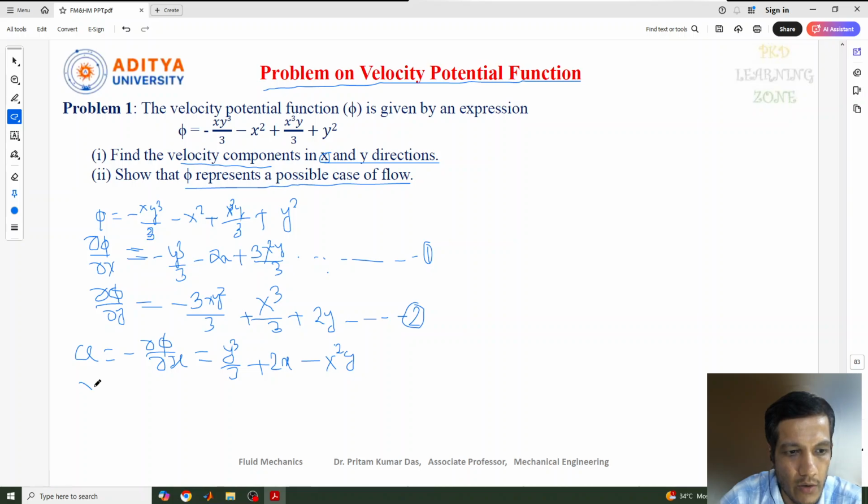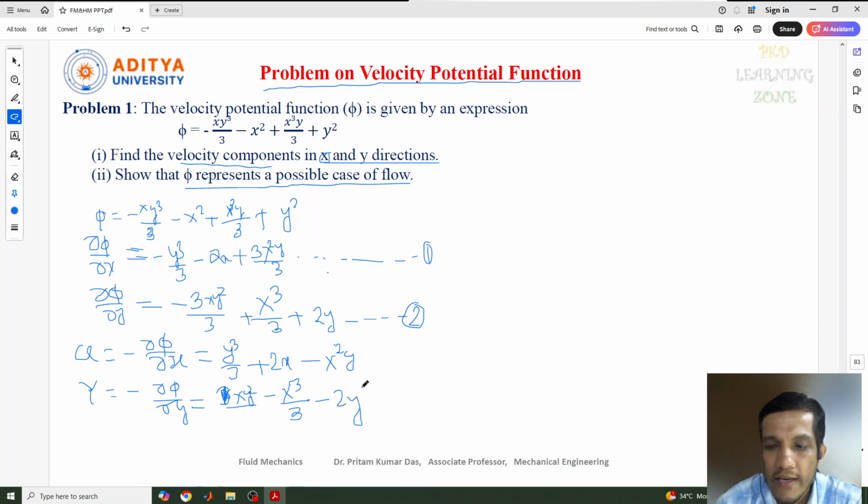Now similarly v equals minus del phi with respect to del y. Here also the same thing, I'll just multiply by minus, so that is nothing but 3xy square divided by 3, again 3 will be cancelled, so only xy square, minus x cube by 3, and here again it is minus 2y. If you see what we did here, we only took the derivative of phi, the velocity potential function given, and derived the x and y components.